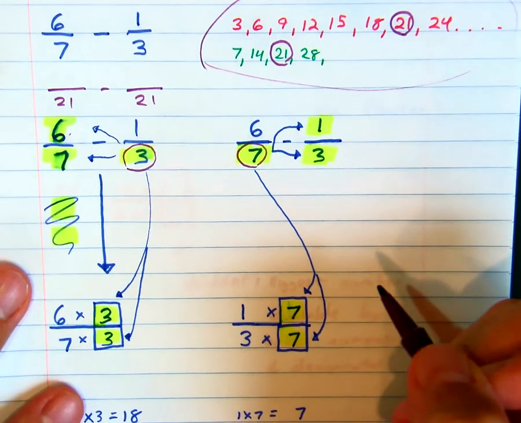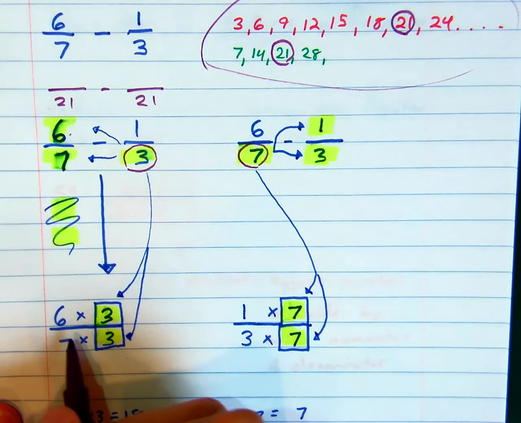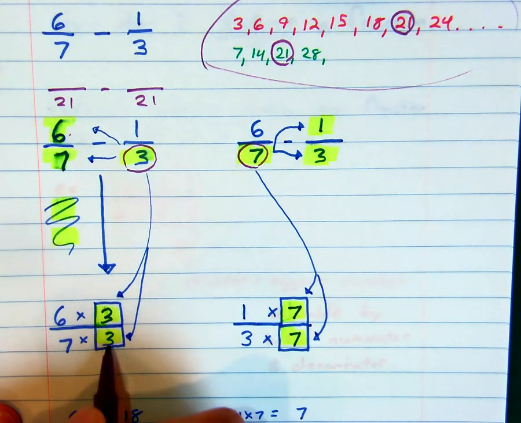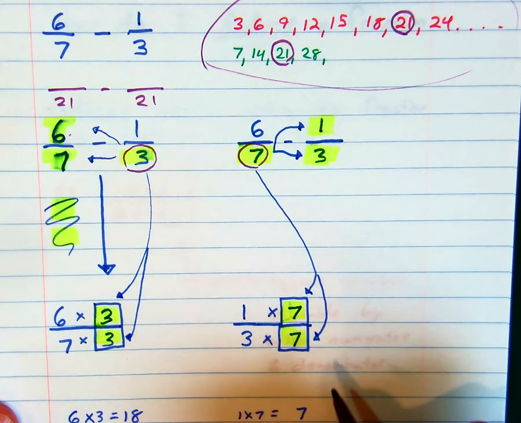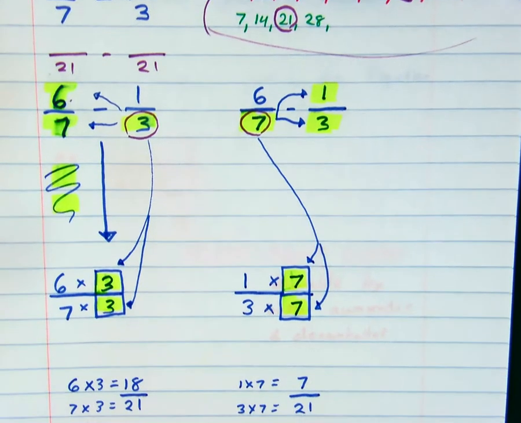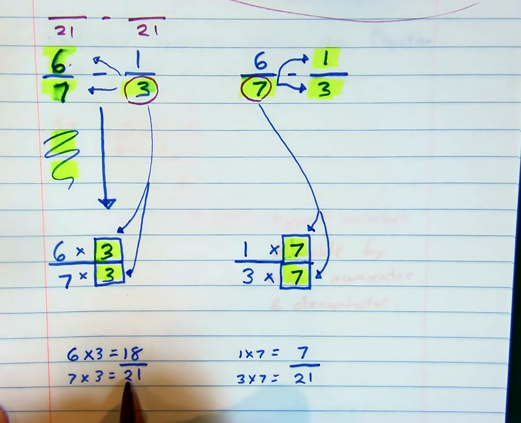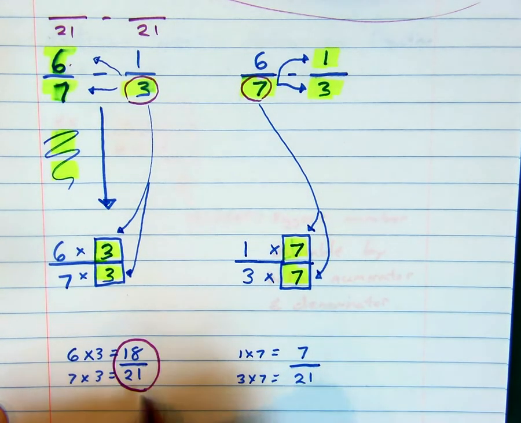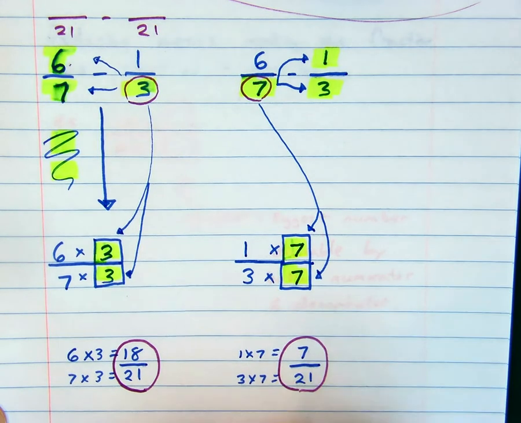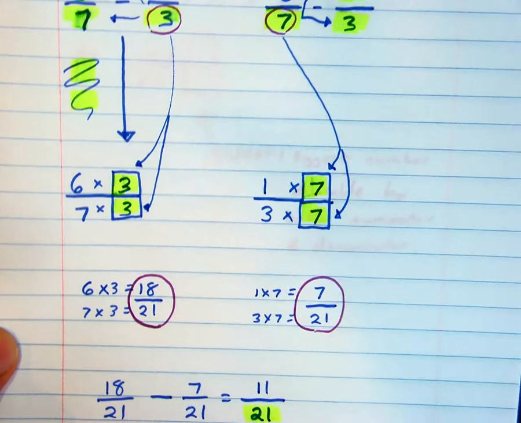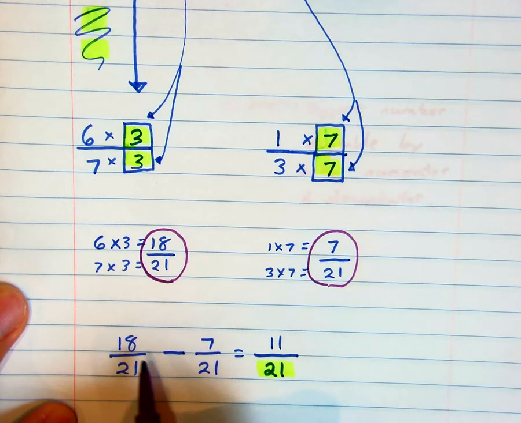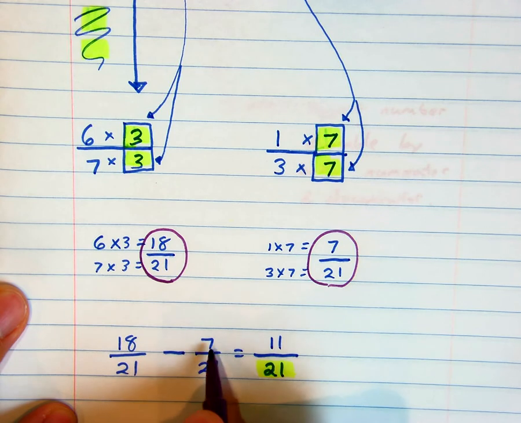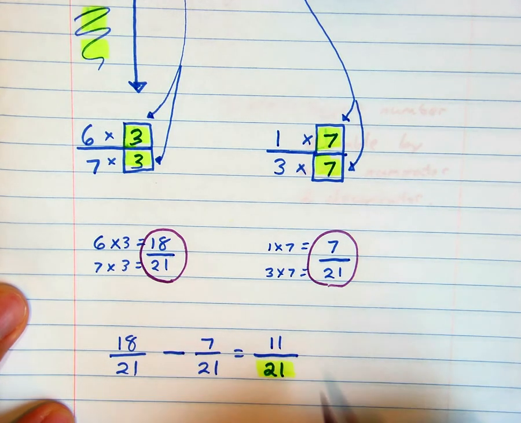And you can see what I've done down here. Let's start with 6/7. 6 times 3, 7 times 3. Come down, 1 times 7, 3 times 7. What we're going to end up with is 18 over 21 and 7 over 21. Now we have a problem we can work with. Here we go. We've got 18/21 minus 7/21. We end up with 11/21.